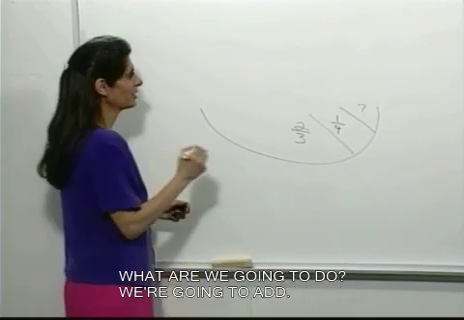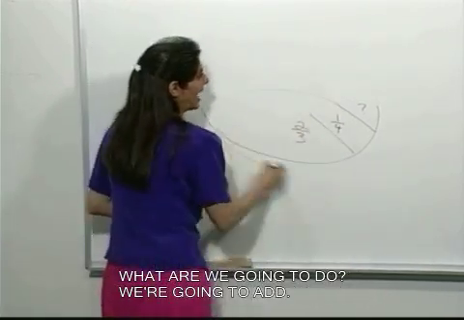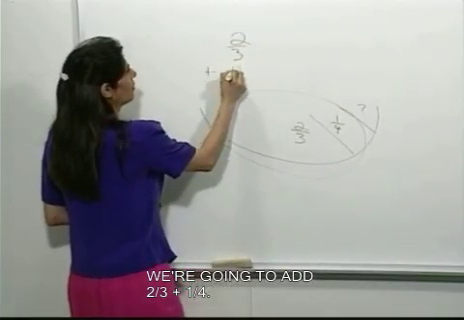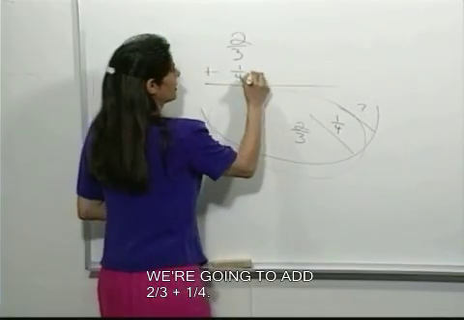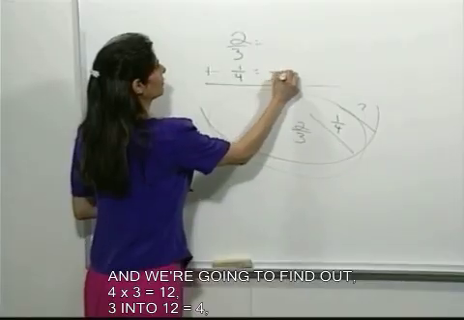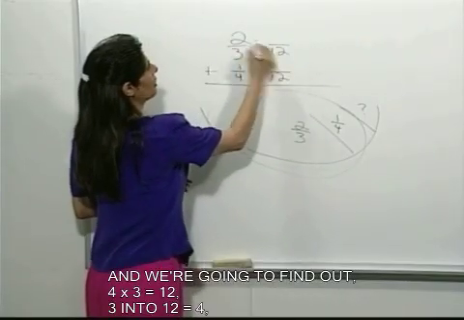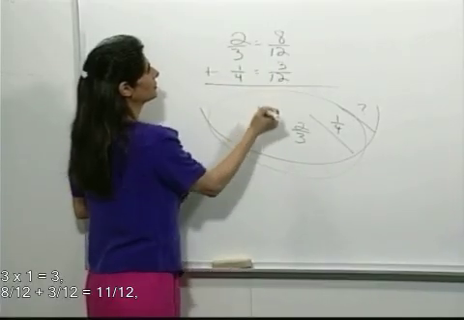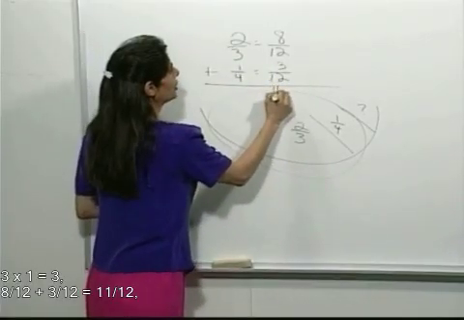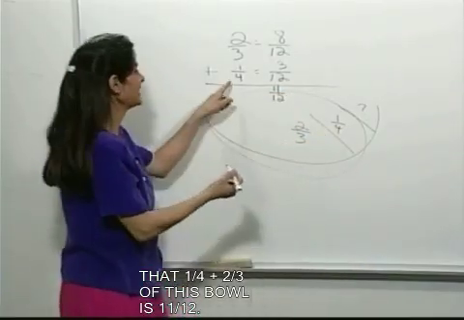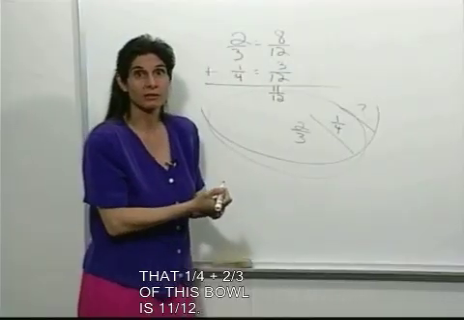So, what are we going to do? We're going to add. We're going to add 2/3 plus 1/4. And we're going to find out that 4 times 3 is 12. 3 into 12 is 4. 4 times 2 is 8. 4 into 12 is 3. 3 times 1 is 3. 8 and 3 is 11 twelfths. That 1/4 plus 2/3 of this bowl is 11 twelfths.